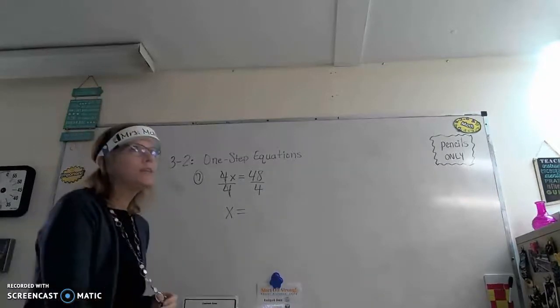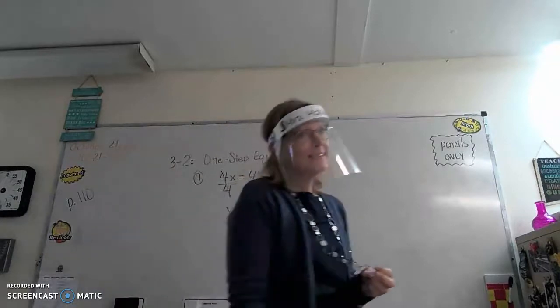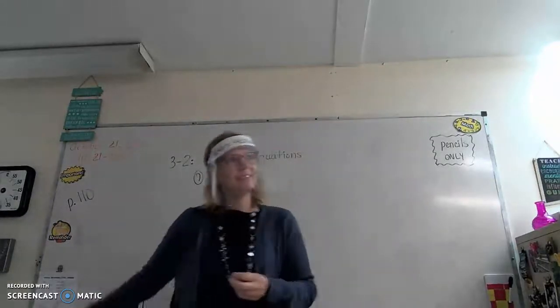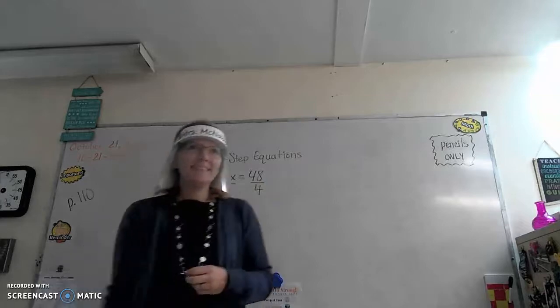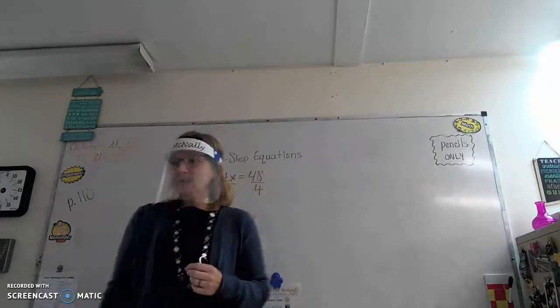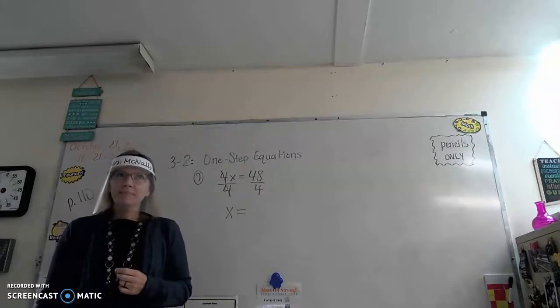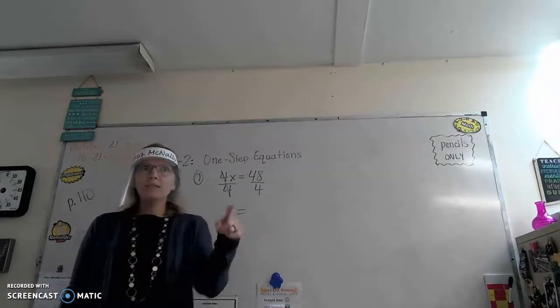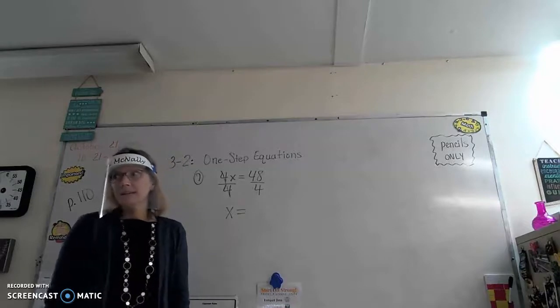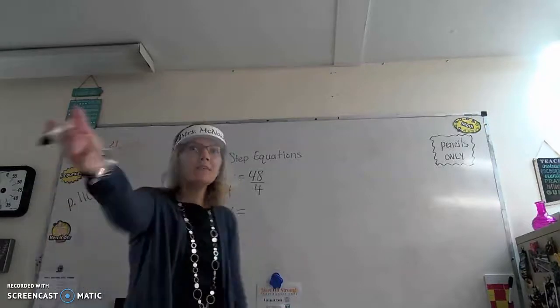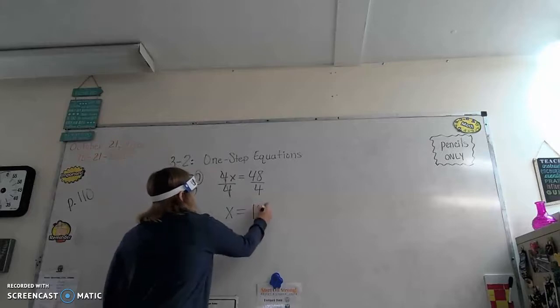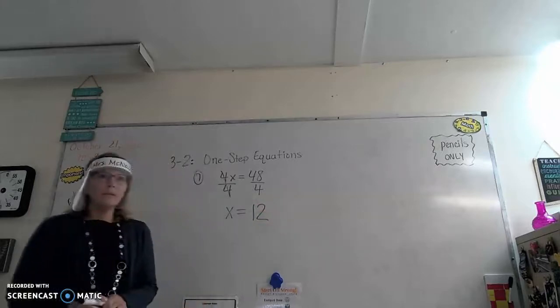You don't need your calculator. What is 48 divided by 4? It's 12. Yes, it's 12. 12 times 4 is 48.